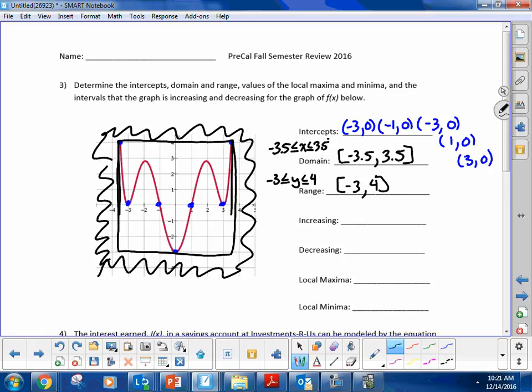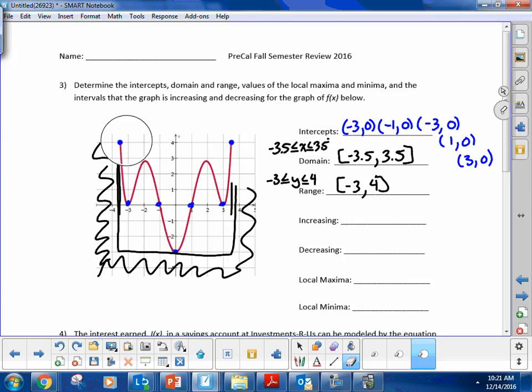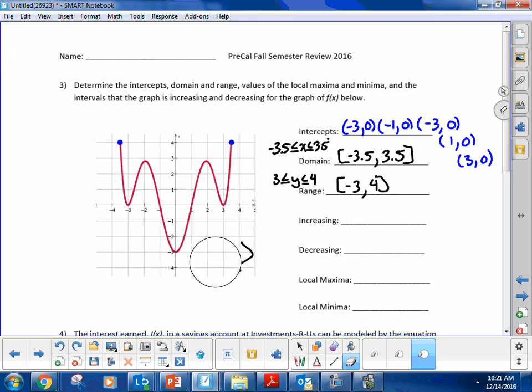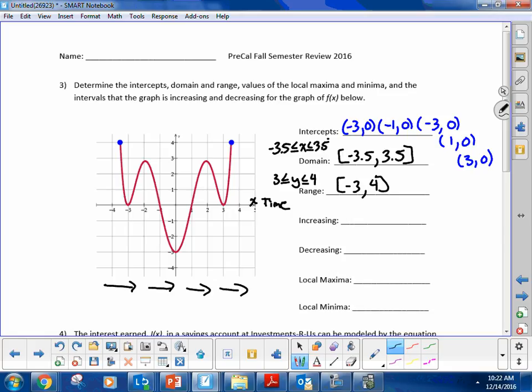Now, this concept about increasing or decreasing, this by far is probably the more difficult idea of the whole thing. And the way you can help yourself to really understand this is that you've got to think about x. If you think about x as time, one of the things that we know for certain is that time always goes in one direction. You always go forward. You're never able to go back. You're always traveling in the positive direction. We can't time travel backwards.